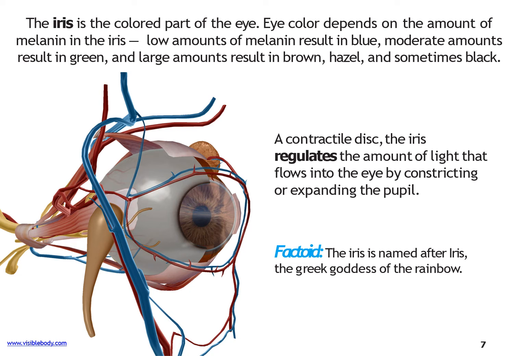The iris is the colored part of the eye. Eye color depends on the amount of melanin in the iris. Low amounts of melanin result in blue, moderate amounts result in green, and large amounts result in brown, hazel, and sometimes black. A contractile disc, the iris, regulates the amount of light that flows into the eye by constricting or expanding the pupil.